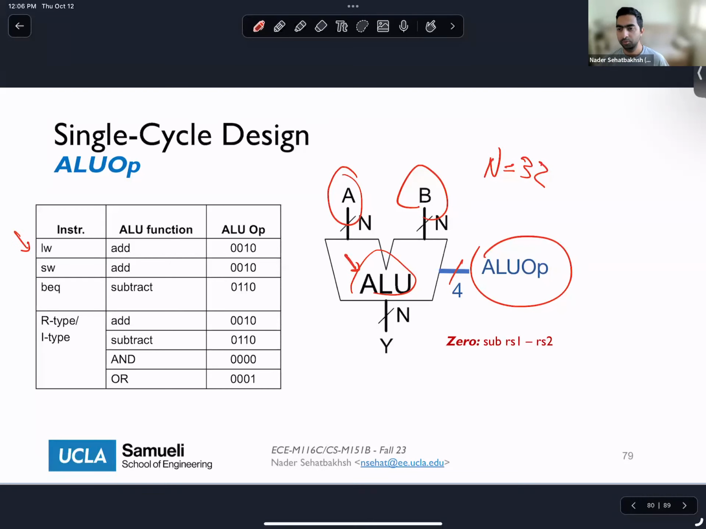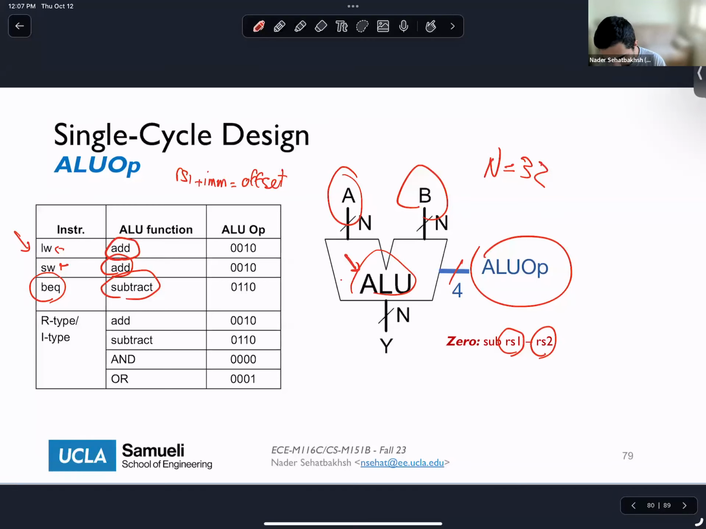If you look at the activities that we're doing, remember we are now only focusing on those 10 instructions. For load and store, we are using the ALU for computing RS1 plus immediate, which was our offset. So we are reusing the ALU for load and store for computing the address, so the operation for the ALU for load and store should be add. For branch equal, we are doing subtract.